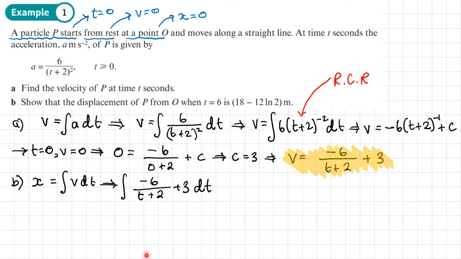Now whenever we get something where the top looks like the bottom differentiated, maybe multiplied by a constant, it's going to be log of the bottom.